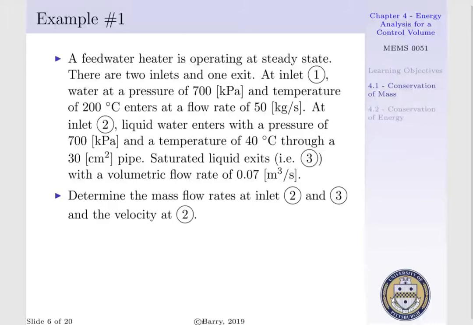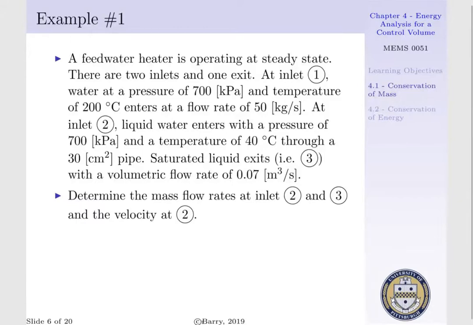Let us continue our discussion of the continuity equation by looking at example 1. A feed water heater is operating at steady state. The feed water heater has two inlets and one exit. At inlet 1, water enters with a pressure of 700 kPa and a temperature of 200 degrees centigrade with a mass flow rate of 50 kilograms per second.